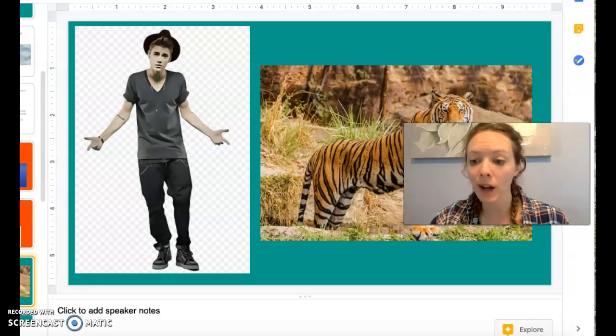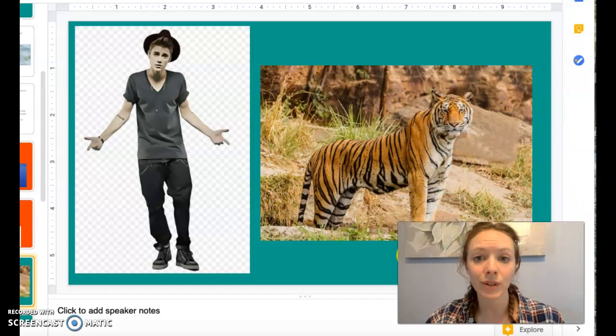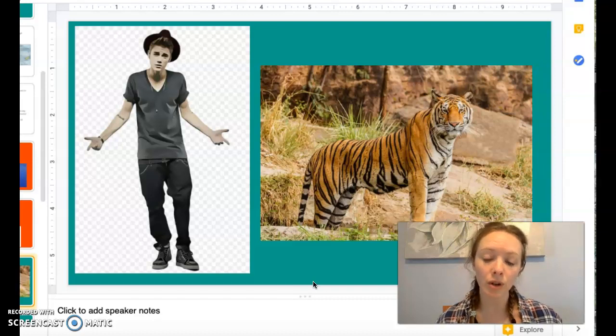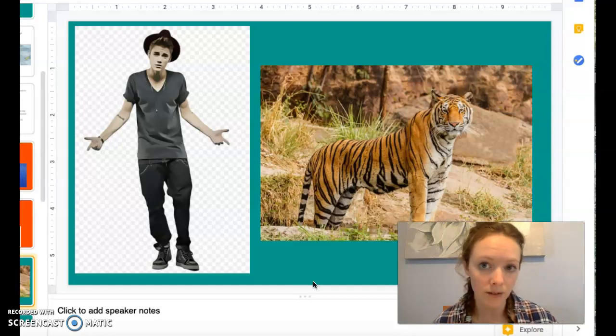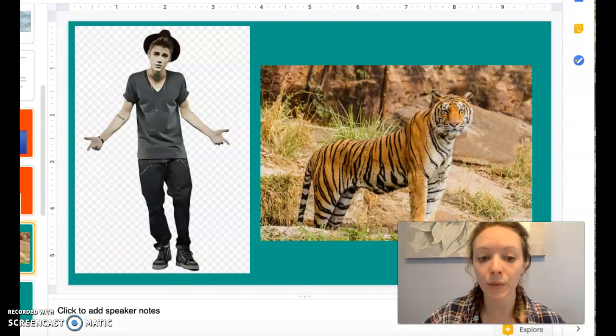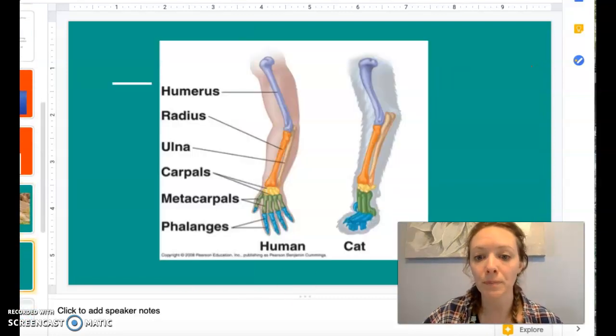So now we have a human and a tiger. Doesn't really look that similar. I would never look at a tiger and mistake it for a human. But if you start, so we know a lot of the differences. We walk on 2 legs, they walk on 4, they have fur everywhere, we don't. But some similarities is they also have 2 eyes, they have 2 ears. So how similar, what do our bone structures look like?